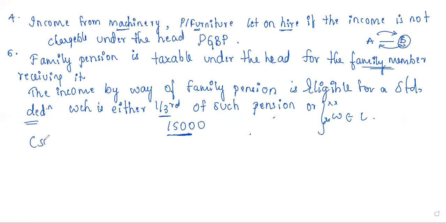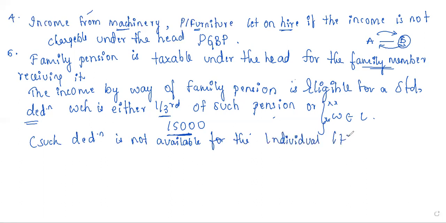And take down here one note: such deduction will not be available for the individual or HUF of the new scheme. Whatever deduction you are going to do, that is 1/3 of your pension amount or 15,000, whichever is lesser, you will take that outside.